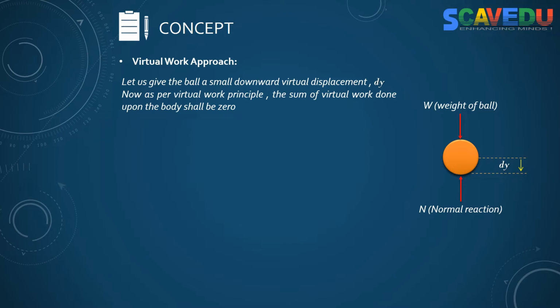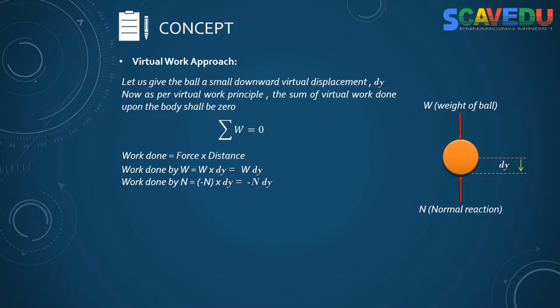Now let us go and see how we can apply this. So in this ball we are having two forces. One is W, that is the weight of the body, and we have another force, that is the normal reaction. So what will be the work done by the force W for a small displacement dy? Simple, right? We already know that the work done is equal to force into distance. So here the force is W and the distance moved up by the ball is dy. Applying this, we get that the work done by W is W into dy, that's equal to W dy.